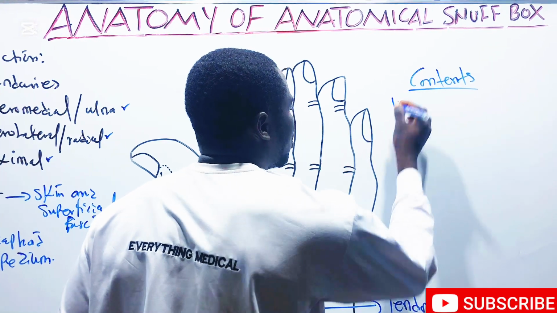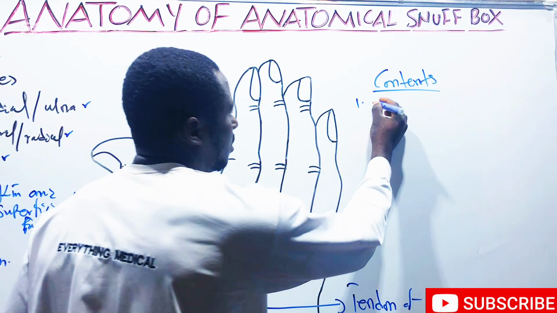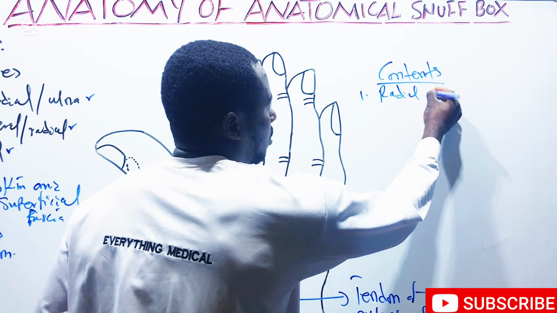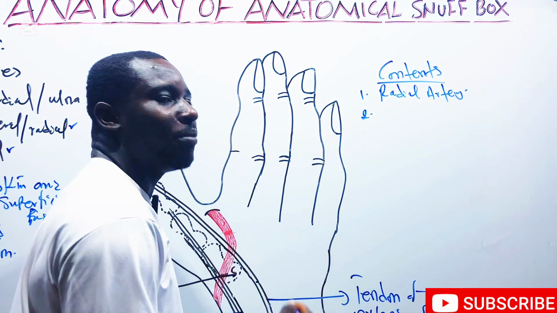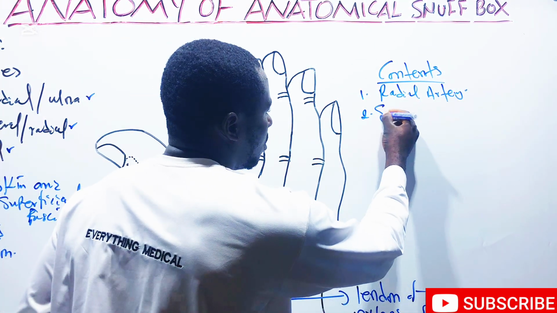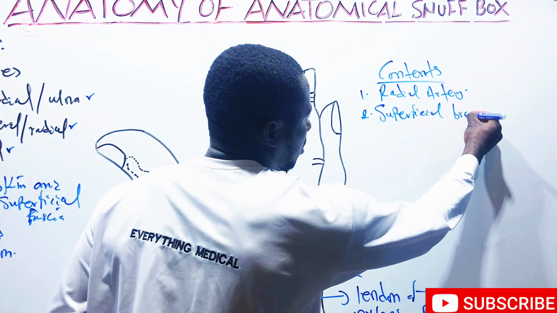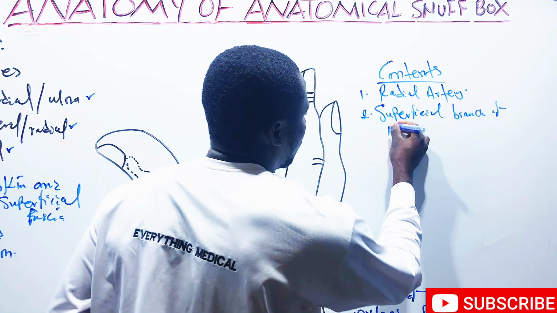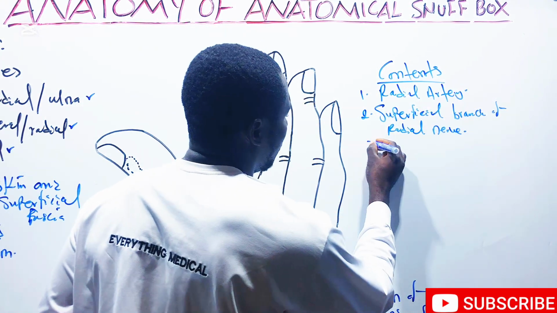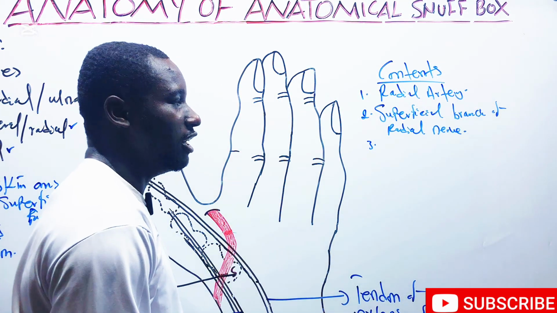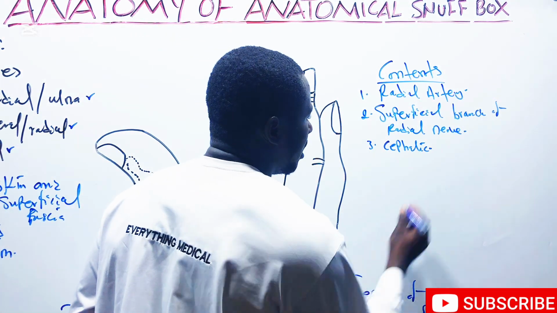The number one content of the anatomical snuff box is the radial artery. The number two is the superficial branch of the radial nerve. Number three is the cephalic vein.